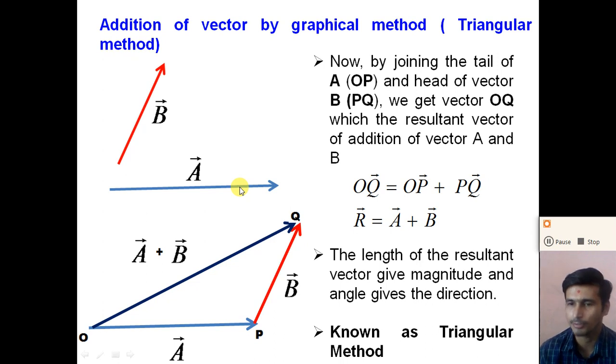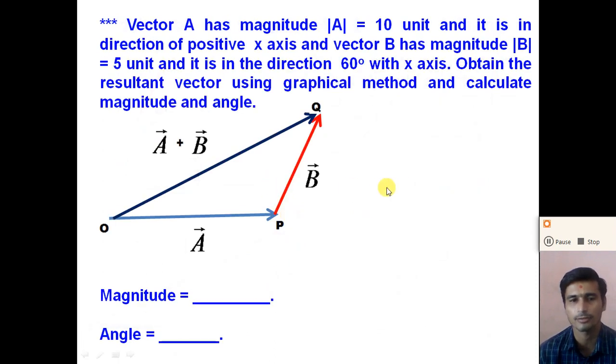On the head of the first vector, draw a second vector, and by joining the tail of the first vector and the head of the second vector, we get the resultant vector, right? This method is known as the triangular method for the addition of two vectors. So let us take one example to understand it more.